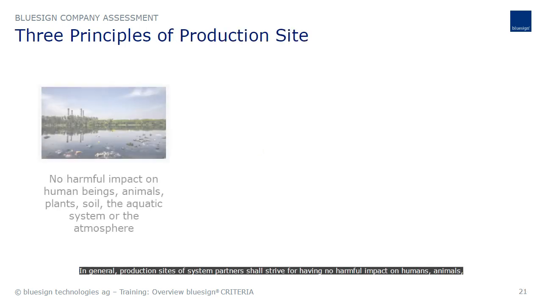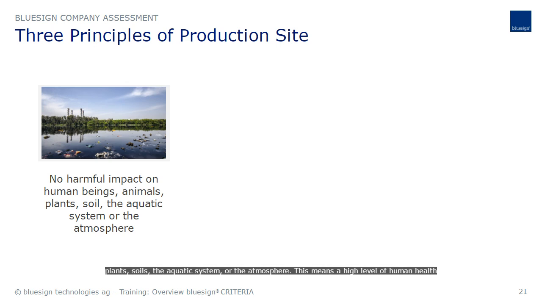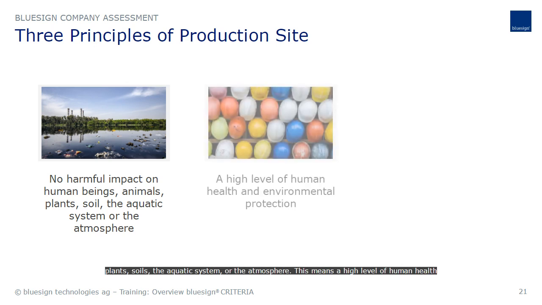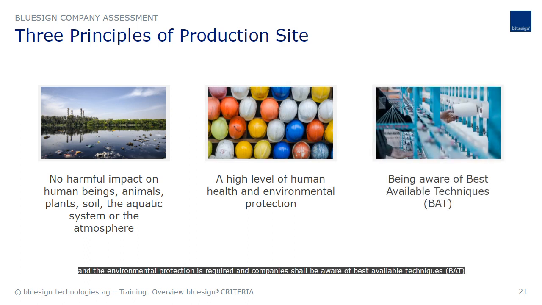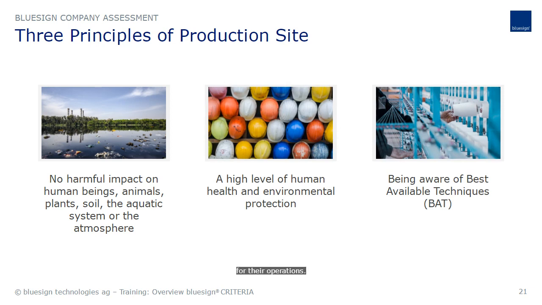In general, production sites of system partners shall strive for having no harmful impact on humans, animals, plants, soils, the aquatic system, or the atmosphere. This means a high level of human health and environmental protection is required, and companies shall be aware of best available techniques for their operations.